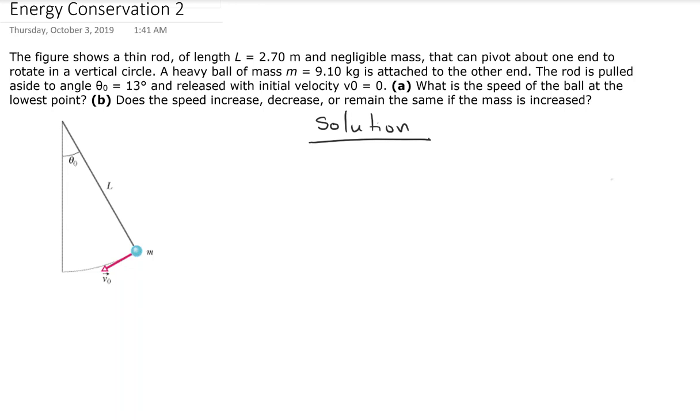B. Does the speed increase, decrease, or remain the same if the mass is increased? To solve this question, we will be analyzing the energy the heavy ball has at the two positions, that is the 13 degree mark and the lowest point. So let's sketch the same. Maybe I can use the same figure.